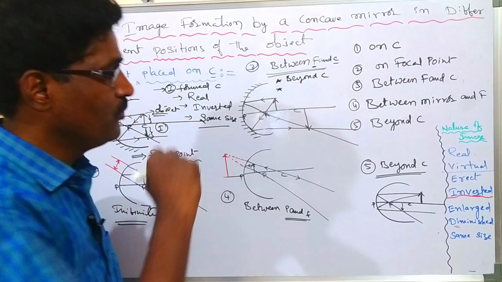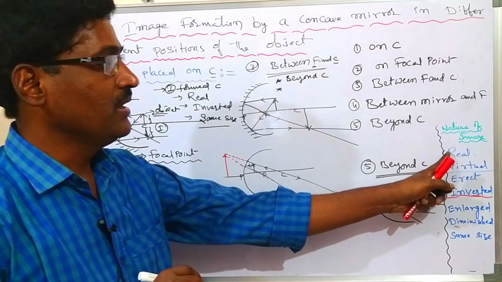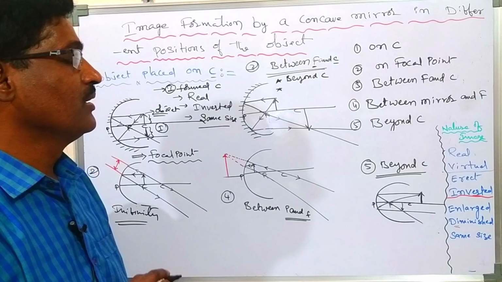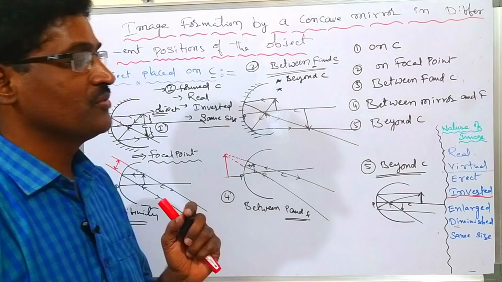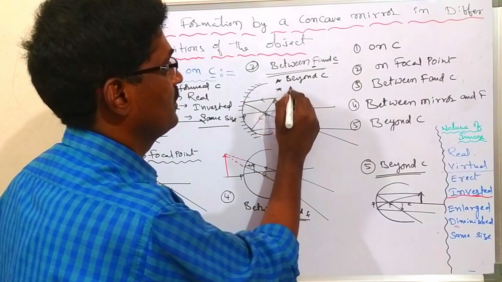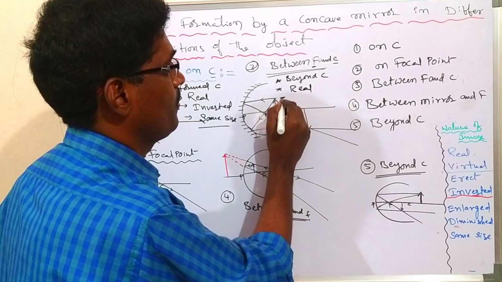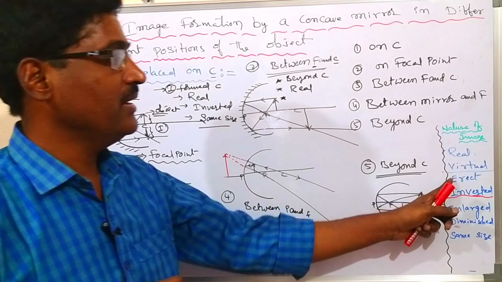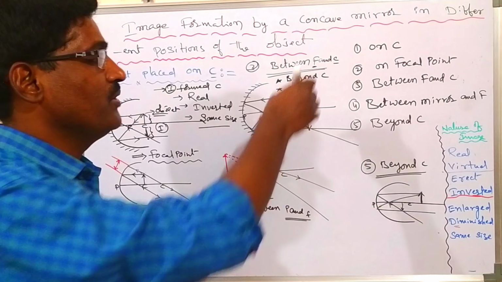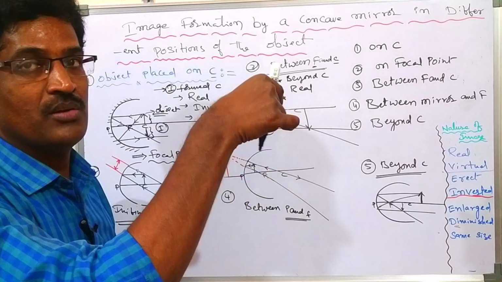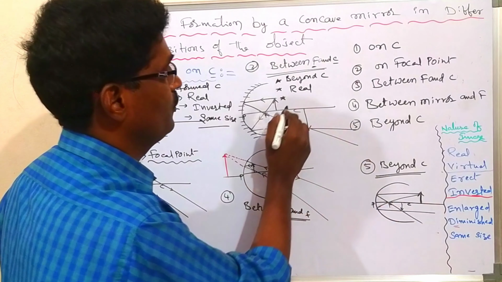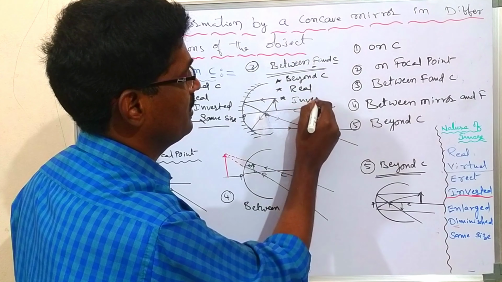Behind C. Now you write real or virtual. Look here, this is the mirror. The image is formed in front of the mirror only. That's why it is real. Third point: erect or inverted. How does it look? Downward. If it is upward, you can say erect. Now it is down, so you can write that it is inverted.